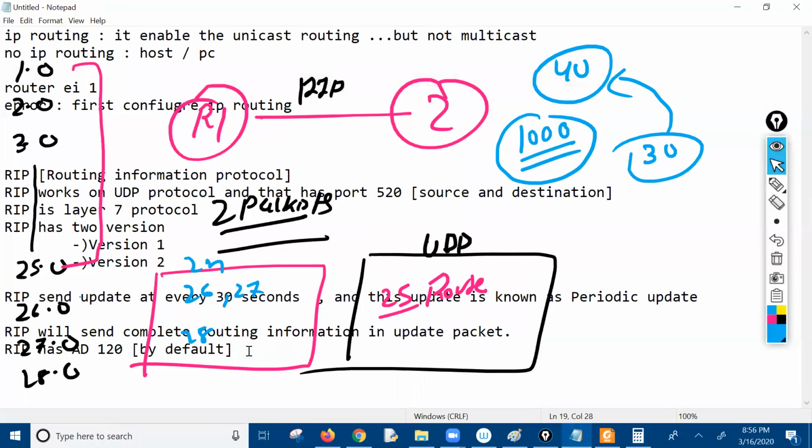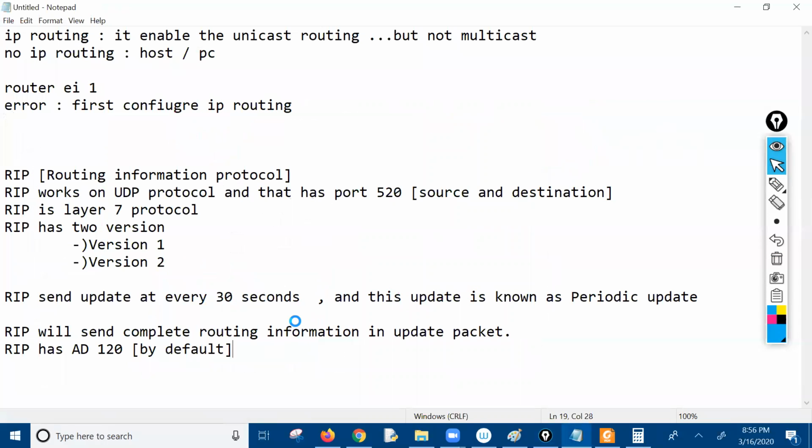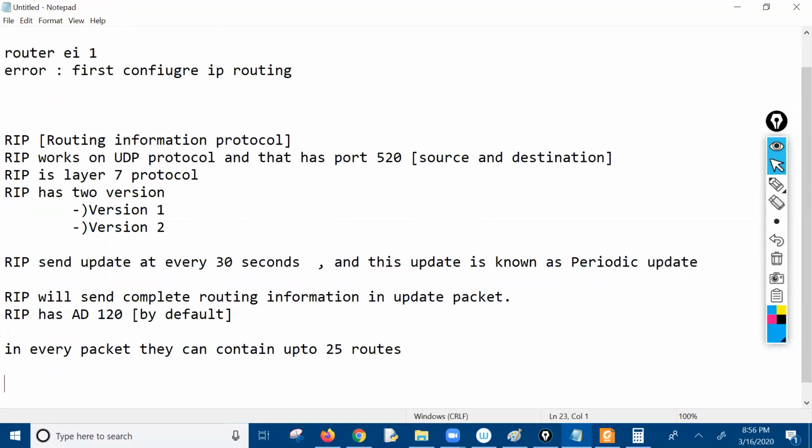So just write this down: every update packet can contain up to 25 routes, right? Then RIP has a metric.